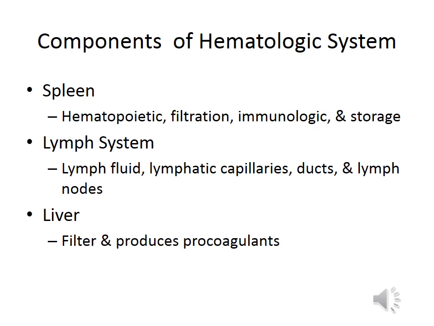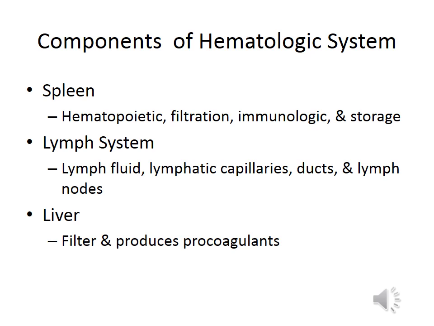The immunologic function is demonstrated by the spleen's rich supply of lymphocytes, monocytes, and stored immunoglobulins. The storage function is reflected in its role as a storage site for RBCs and platelets. Approximately 30% of the platelet mass is stored in the spleen.